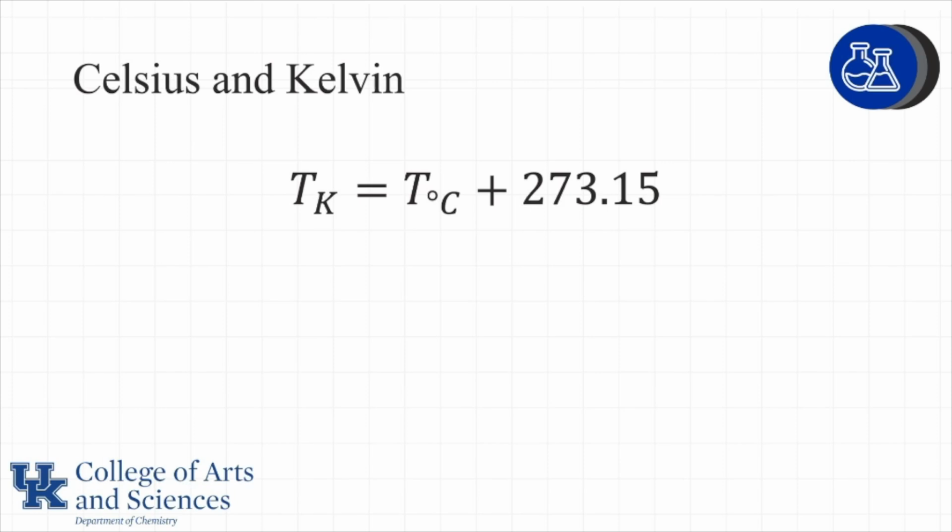Now we'll look at the equation to convert between Celsius and Kelvin, and notice this is a much simpler formula. We're merely adding 273.15 to the temperature in Celsius to find the temperature in Kelvin. So less calculations, much easier to do. We're just shifting the scale.